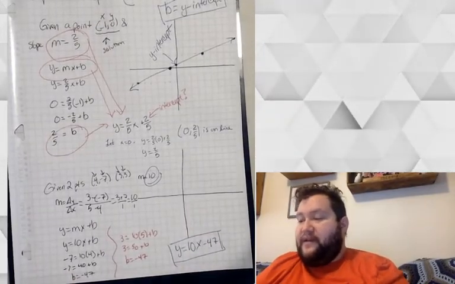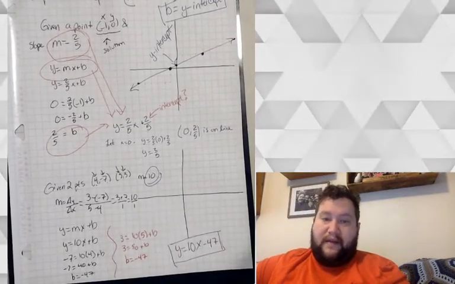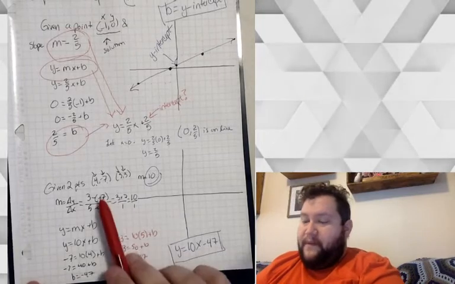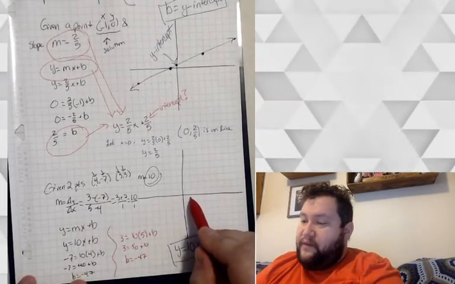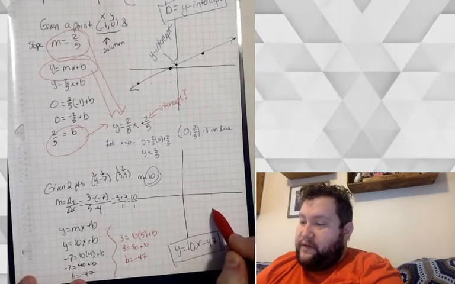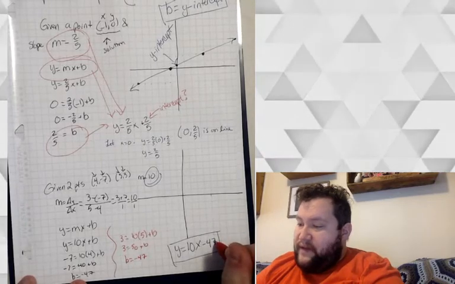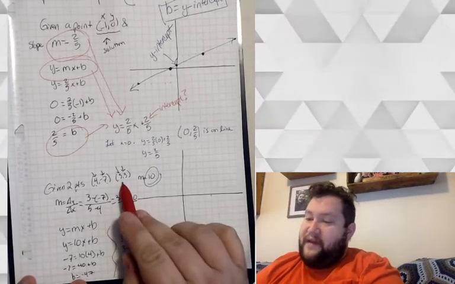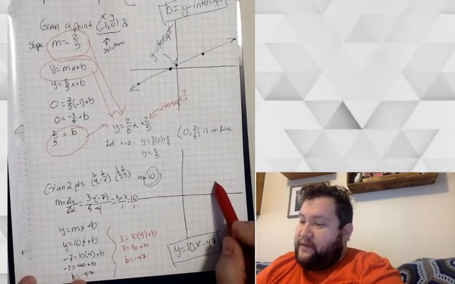That also means when x is 0, y is -47, which is going to be somewhere way down here off the page. But we can plot our 2 points. x equals 4: 1, 2, 3, 4. -7: 1, 2, 3, 4, 5, 6, 7, right there in my equation. And 5, 3. So we had 4, 5, and 1, 2, 3.